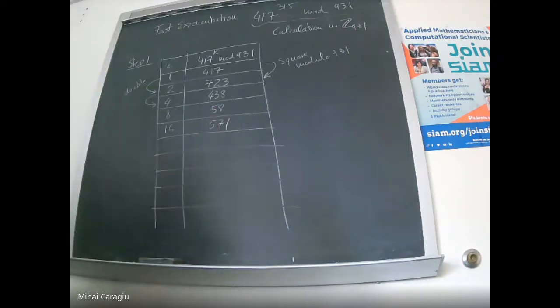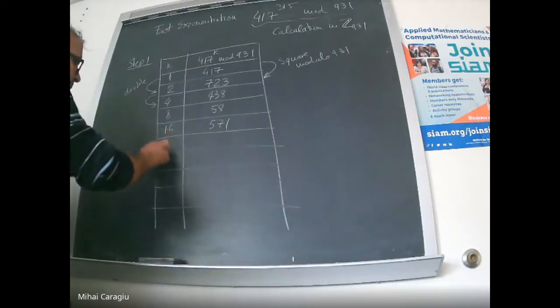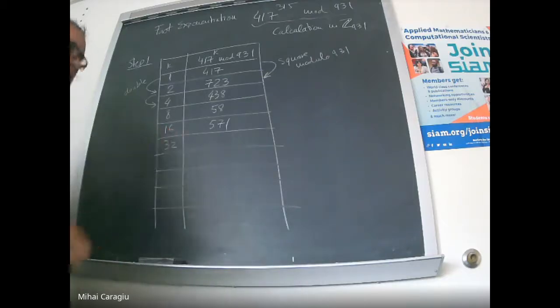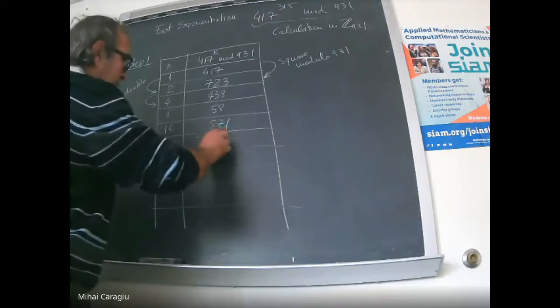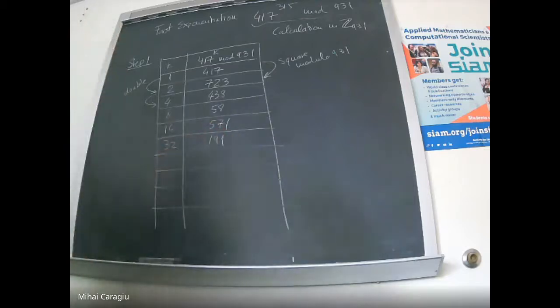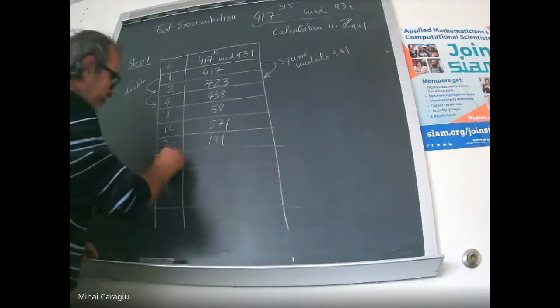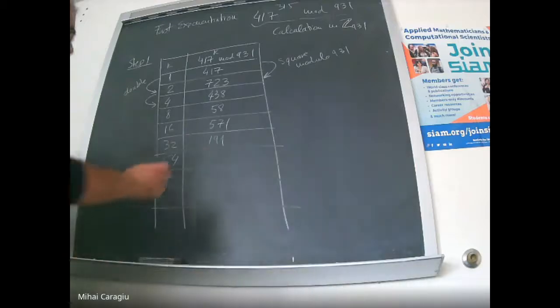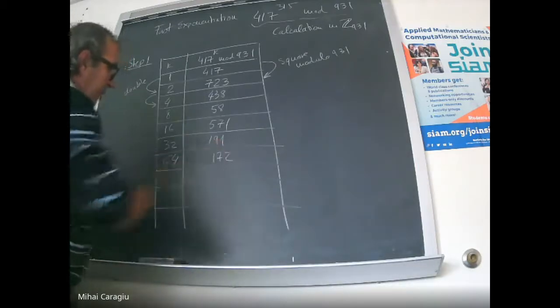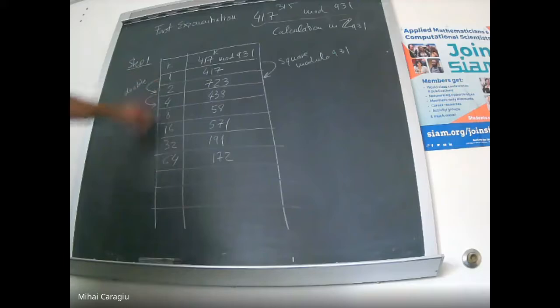Like I said, verify everything we do here. Double, 32. 571 squared is 191. Double, 64. 191 squared is 172. Double. So how far do we go?